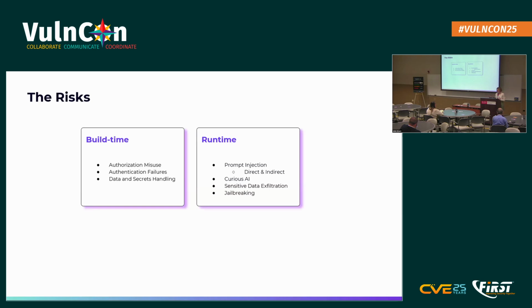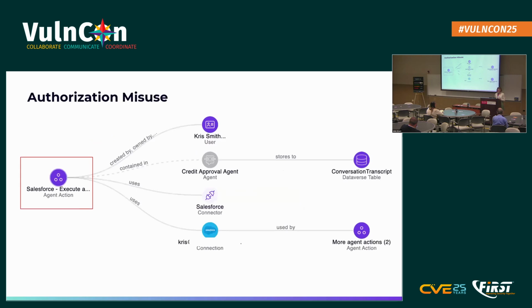So let's look at a couple of these real quick. We're not going to spend too much time on them. First one, authorization misuse. So this is just a little graph where we're talking about this credit approval agent, which is our main character here.